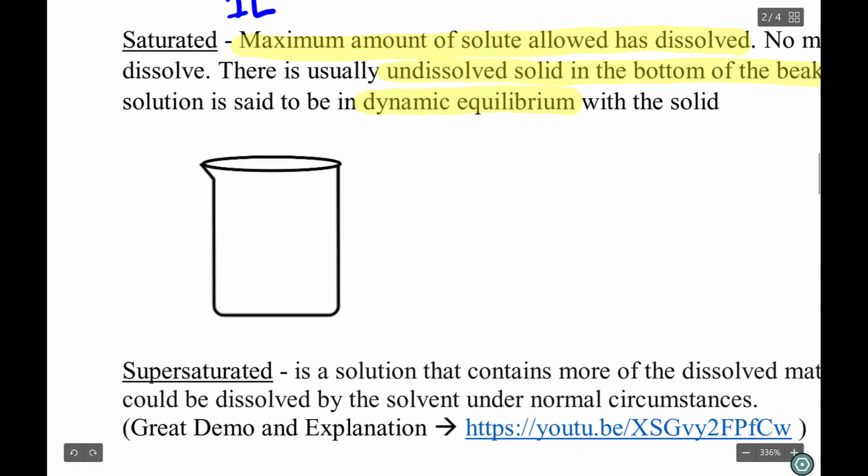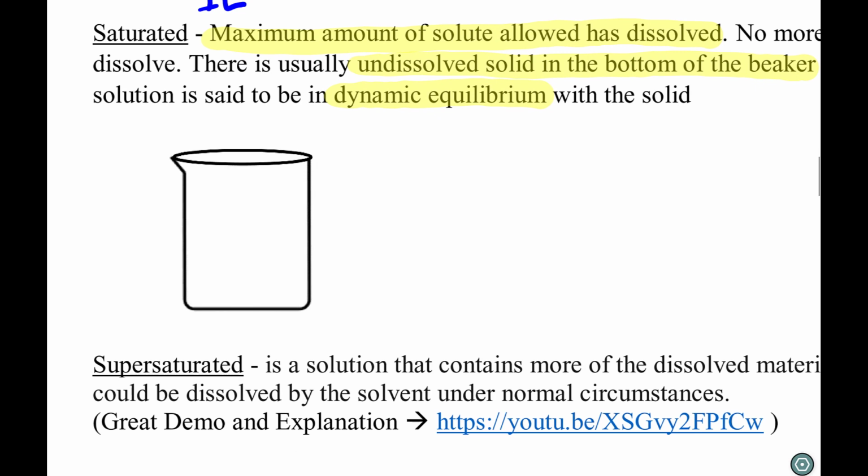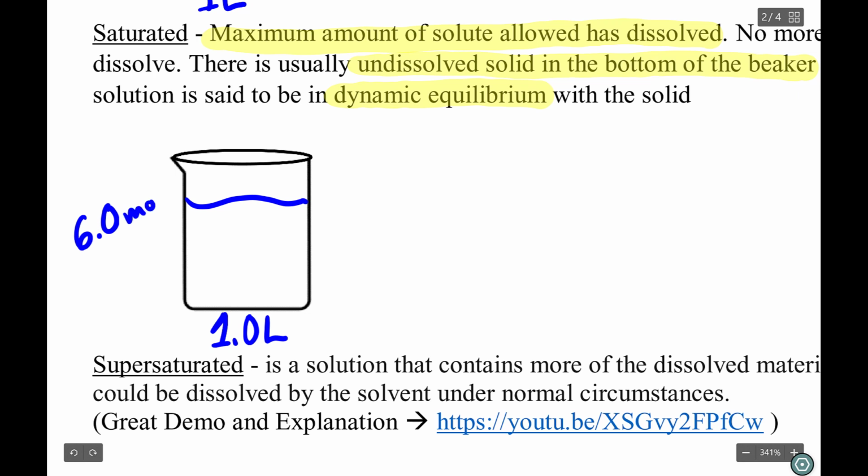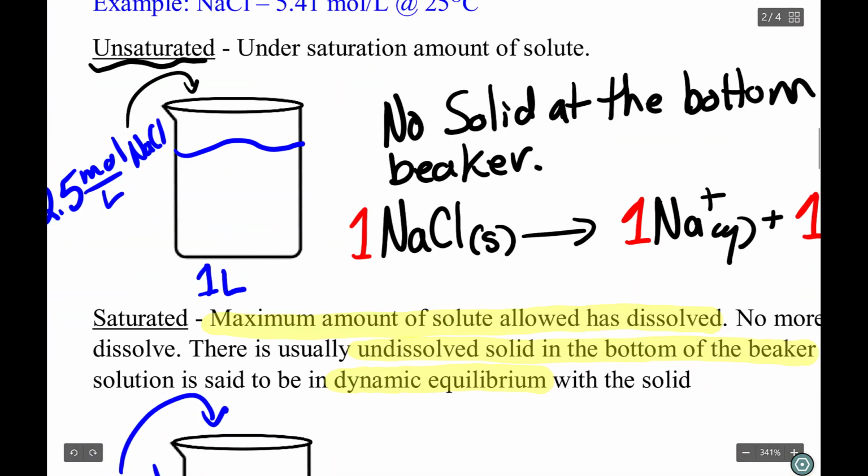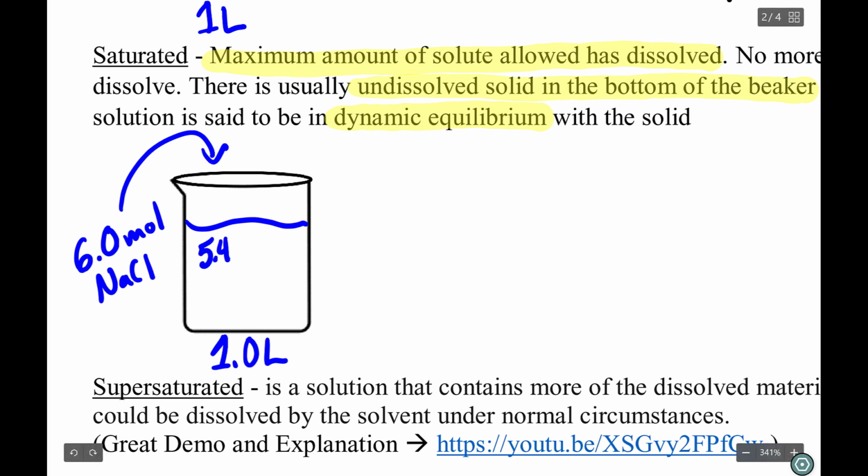So I'm going to explain what dynamic equilibrium means, and I'm going to stick with our salt here. So let's say we had 1.0 liters again of water, but this time I've added 6.0 moles of salt. Okay, so I dump that in. What will happen is our 5.41 moles of NaCl will be aqueous. It will be floating around. But what about that additional 0.59, which would make up the 6 moles? What's going to happen to it?